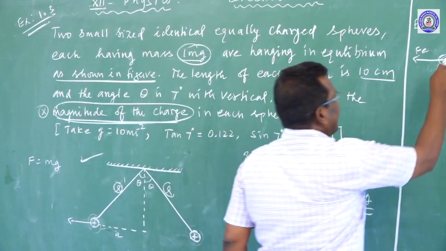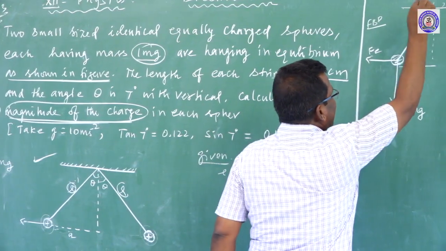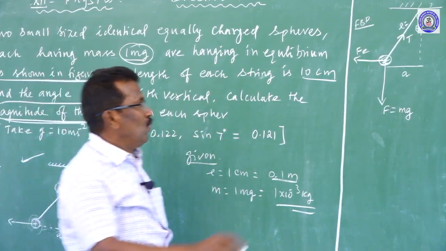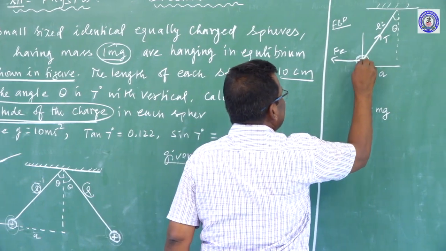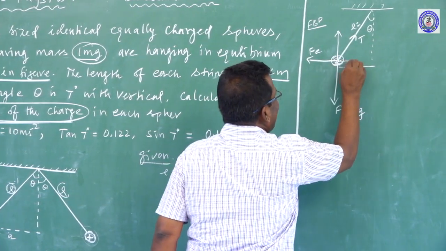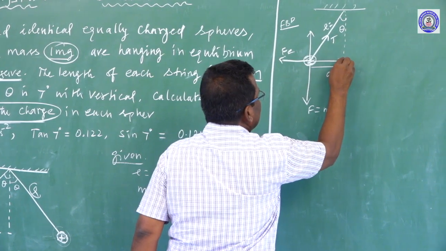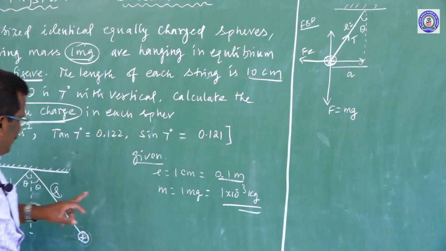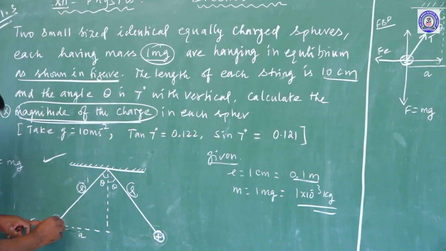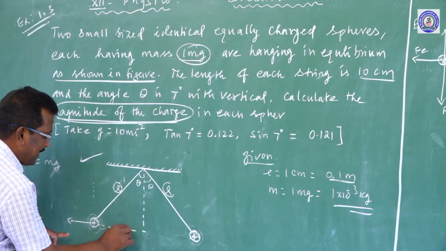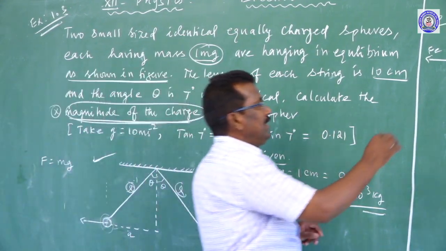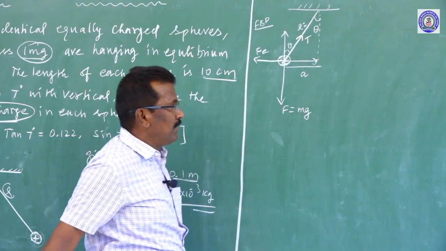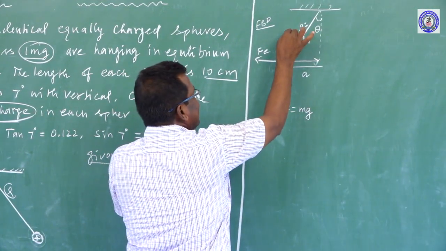Now the tension T of the string has been resolved into two components, one a vertical component and another a horizontal component. Here, this is theta, and this is also theta. So what is the opposite of theta?